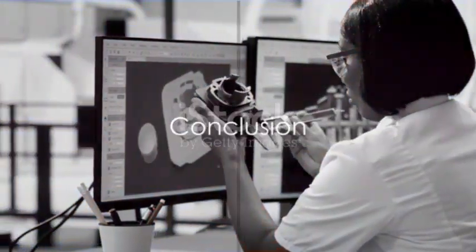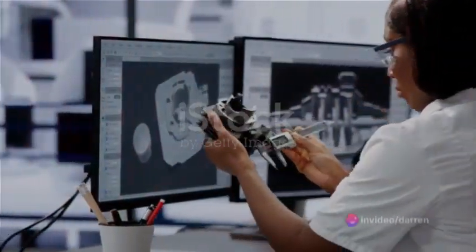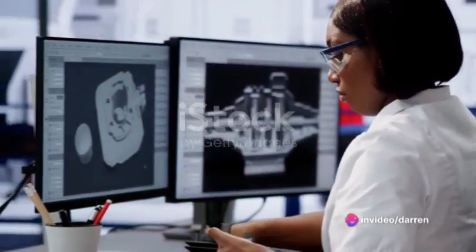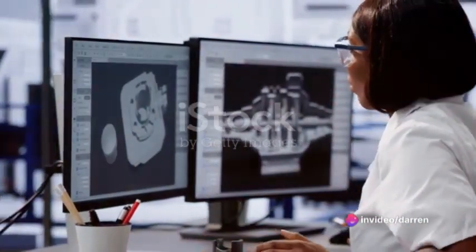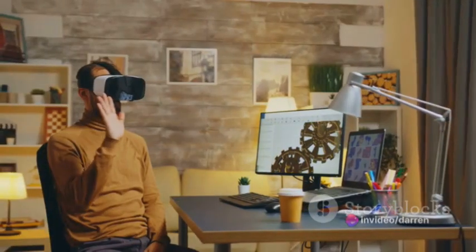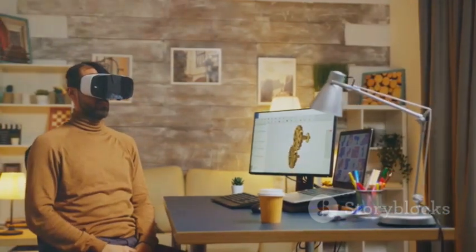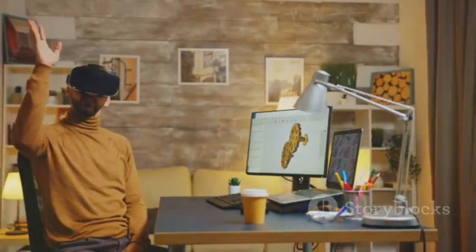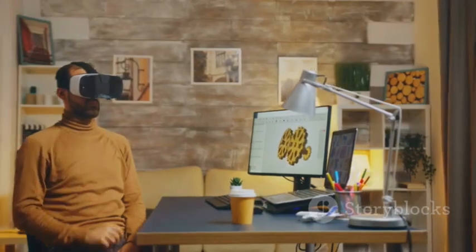So the next time you marvel at a mechanical masterpiece, remember the meticulous process of CAD design that brought it to life. From conceptualization to data management, each step is a testament to the power of technology and the ingenuity of the human mind.